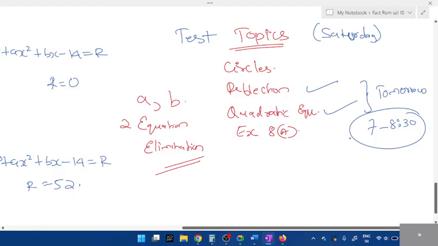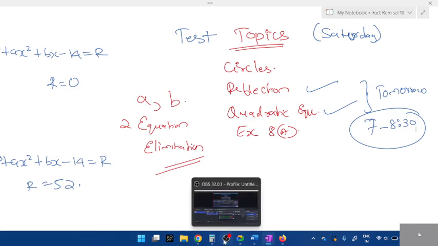So those who want can attend only for 1 hour, 7 to 8, and you can revise it on your own. And Saturday, I'll tell you all the timing for the class and test. Okay, so make a note and tomorrow reflect. Join at 7 o'clock. All of you will do reflection and quadratic equation revision. Right? That's it for today.